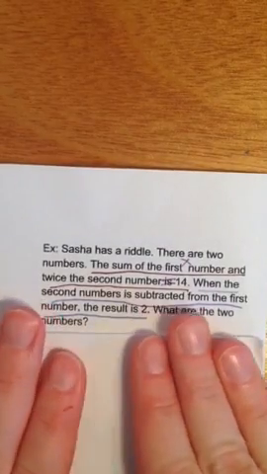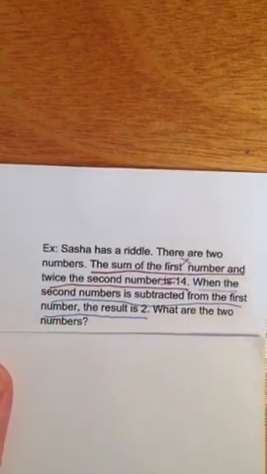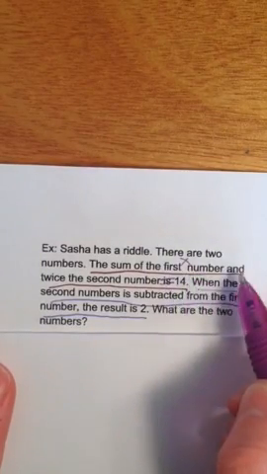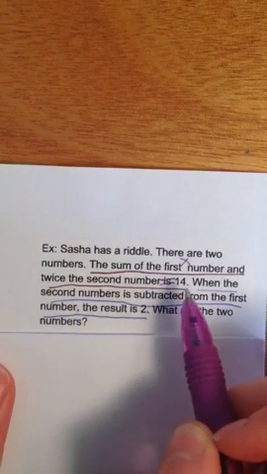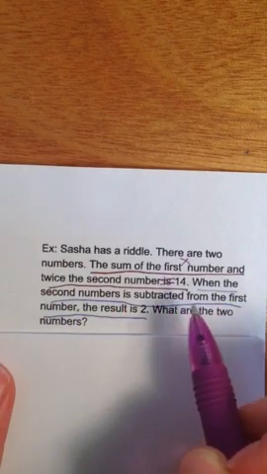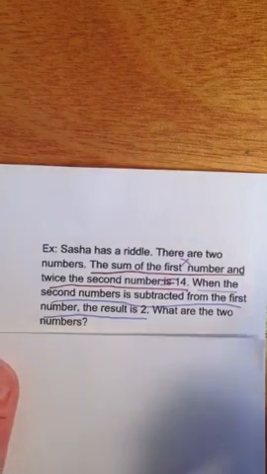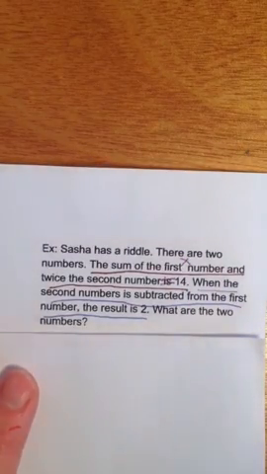So Sasha has a riddle. There are two numbers, okay? The sum of the first number, which we're just going to call x, and twice the second number is 14. When the second number is subtracted from the first number, the result is 2. What are the two numbers? And you can kind of see earlier I highlighted some stuff and I messed up the equation.